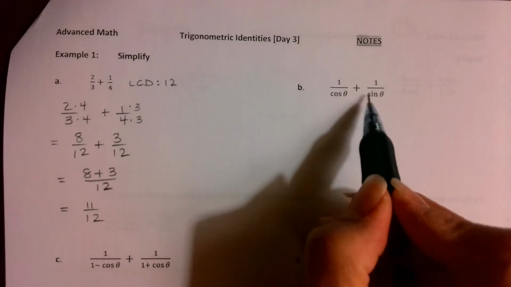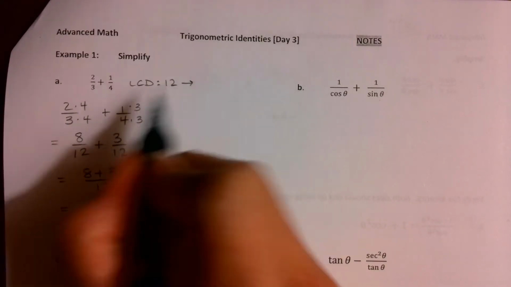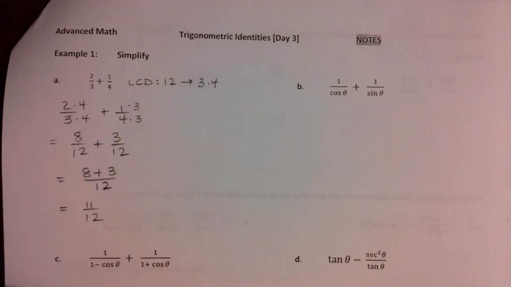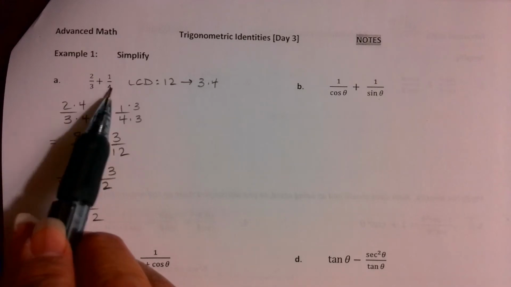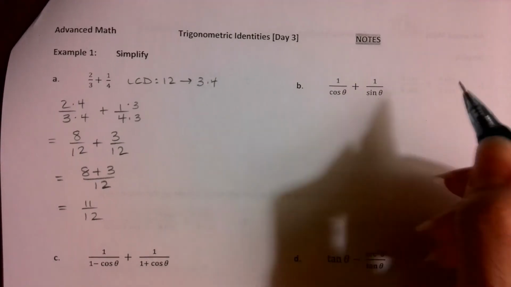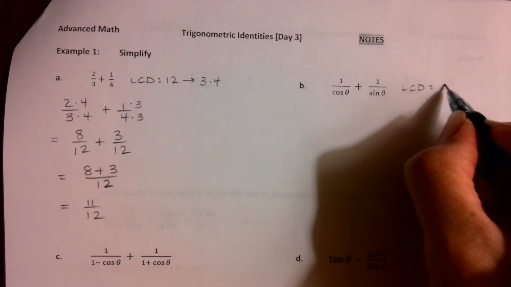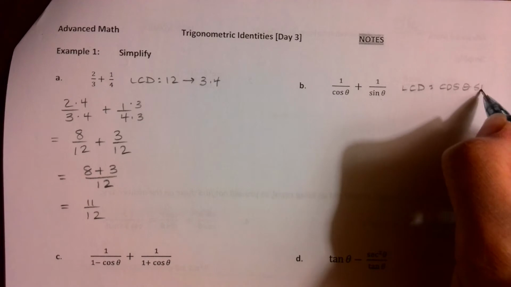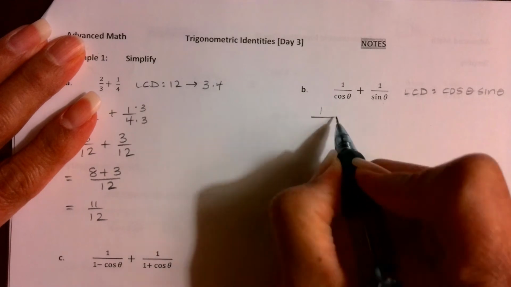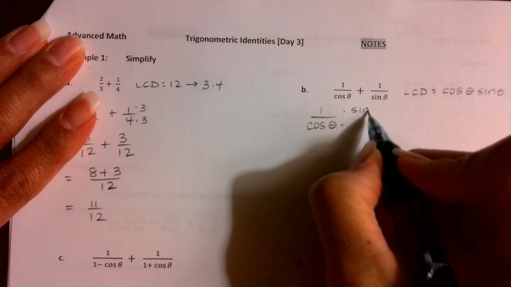We want our denominators to be the same. How did we get our 12? Well, in this particular problem, we multiplied 3 times 4, because they were both prime numbers, and the lowest multiple that they both shared was a 12. Over here, these are expressions, so our LCD in this problem is going to be the multiplication of them by each other. So we want cosine theta and sine theta to be our lowest common denominator. So we are going to take the first fraction and multiply it top and bottom by sine theta.